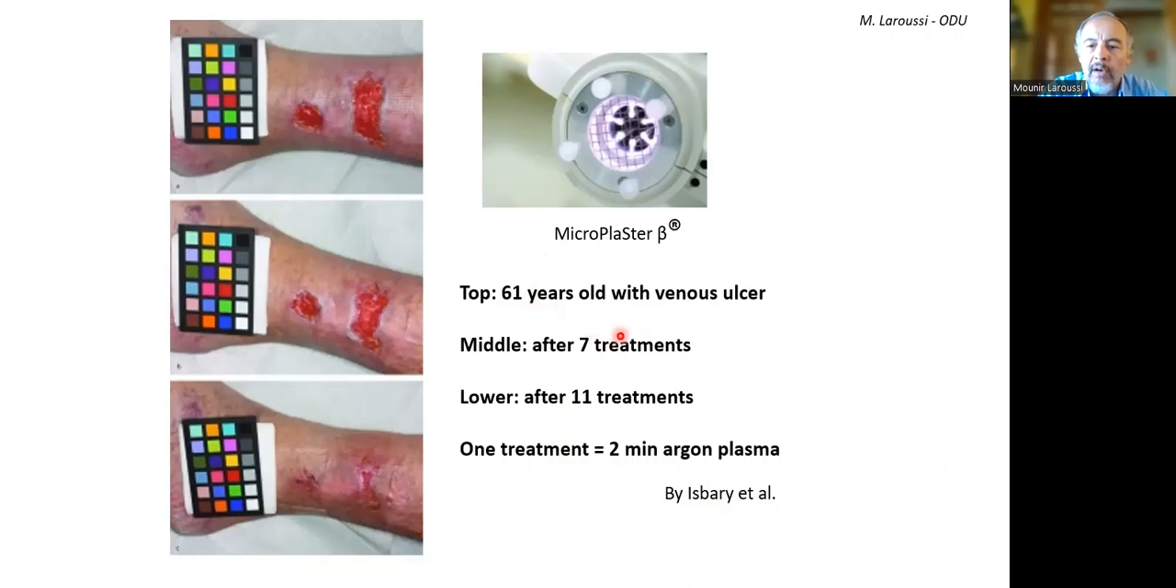This shows a 61-year-old with a venous ulcer. They used argon plasma. They called the device at the time microplaster. You can see how the venous ulcer looked at the beginning. And 7 days later, after treatment, which is a 2-minute argon plasma treatment, after 7 days, and after 7 treatments, and after 11 treatments, you can see there is really a drastic improvement of that wound.